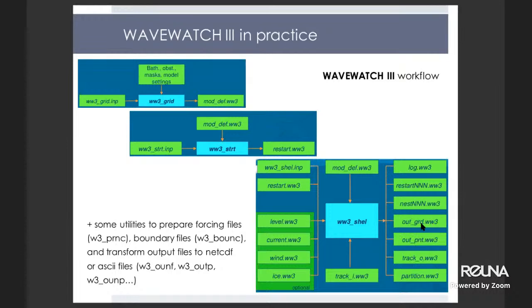So the outgrid is actually the main output file with all the bulk parameters, so the average parameters on each grid point, like HS or the period or stuff like that. Outpoint is the file for spectral outputs, just in some dedicated points. And track is a specific output for satellite comparison, for example.